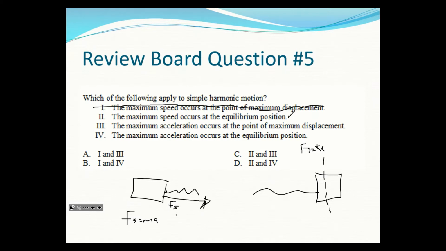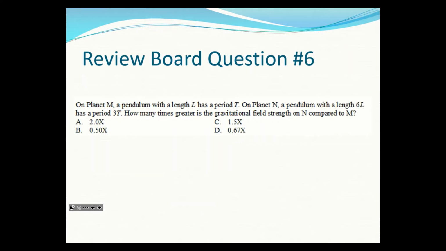So the maximum acceleration is going to be at your maximum displacement, not at your equilibrium position. So 2 and 3 are the correct answers. And then 6, on a planet M, the pendulum with length L has a period T, and on planet N, the pendulum with length 6L has a period of 3T. How many times greater is the gravitational field strength on N compared to M?